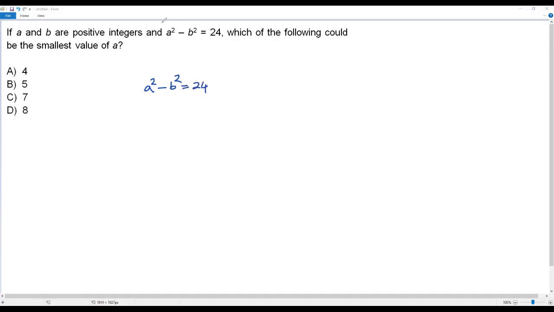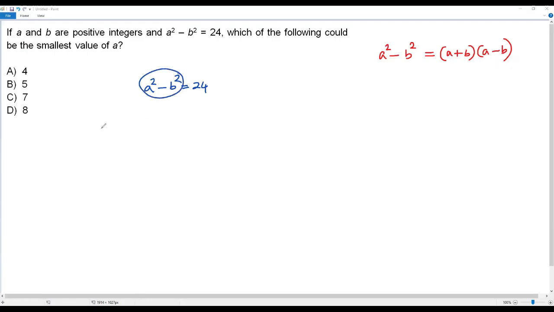Okay, now let's consider an algebraic identity, the difference of two squares, a² − b². Whenever we have a difference of two squares in the form a² − b², it can be written in the factored form, that is (a + b)(a − b). In our problem, the given equation has exactly this expression, a² − b², so its factored form is (a + b)(a − b).